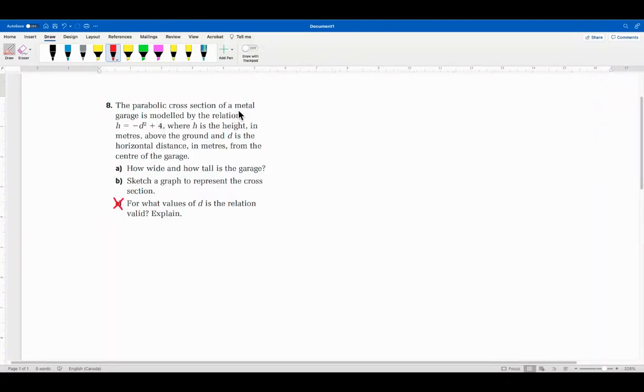The parabolic cross-section of a metal garage is modeled by the relation h equals negative d squared plus 4, where h is the height in meters above the ground, and d is the horizontal distance in meters from the center of the garage.